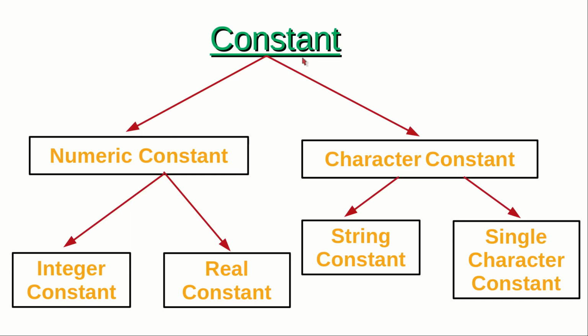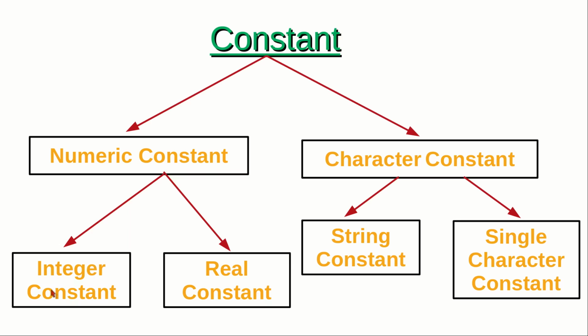Today I'll be talking about constant. So what is constant actually? Well, constant refers to the fixed value that doesn't change during an execution of the program. And it is of two types, numeric constant and character constant. Numeric constant is further divided into two types, integer constant and real constant. Similarly, character constant is of two types, string constant and single character constant.